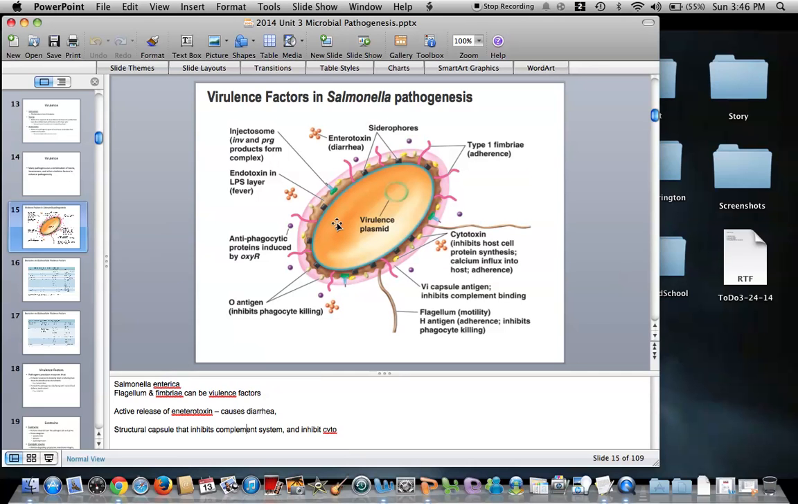So they attack things from a couple of angles. The first is this capsule protects them from macrophages because they can't be phagocytized. That's what this O antigen is doing. And then the enterotoxin is a virulence factor that's produced that will clean out your intestines, basically, causing diarrhea.